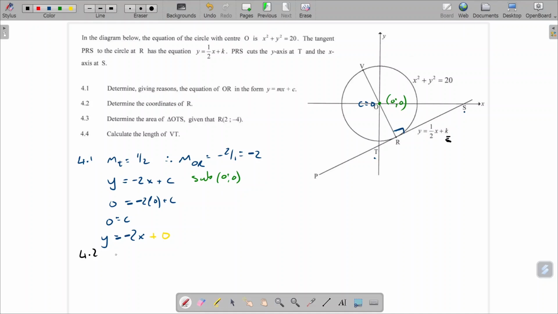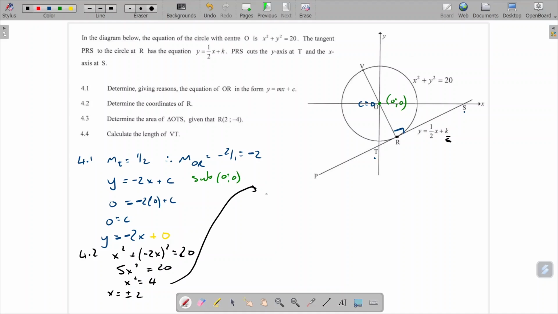What we can do is substitute this into the circle. Not only is R the intersection of the radius and the tangent, it is also the intersection of the radius and the circle itself. So we know that x squared plus (-2x) squared equals 20. We've got 5x squared equals 20, so x squared equals 4, so x equals plus or minus 2.